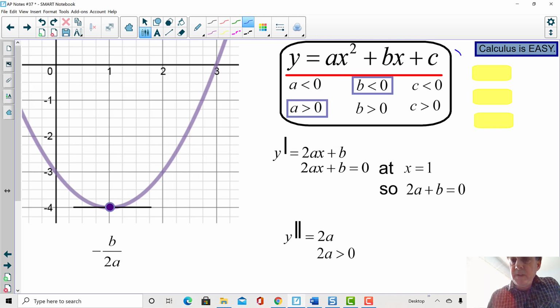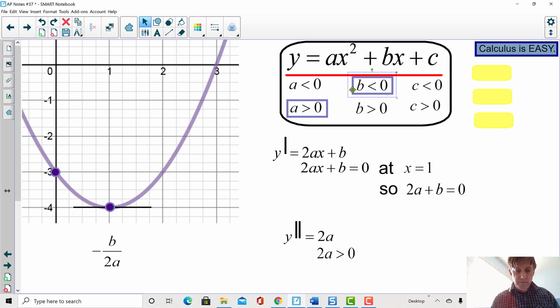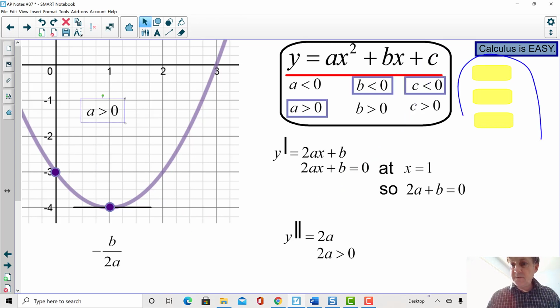Now for the value of c, that's just the y-intercept. We can actually see what it is. We'll go ahead and put a point there. There we go. So c looks like it's equal to -3. So that means it's negative. Let's put a box around that. We'll say c is less than 0. Okay, let's put our 3 answers right here.